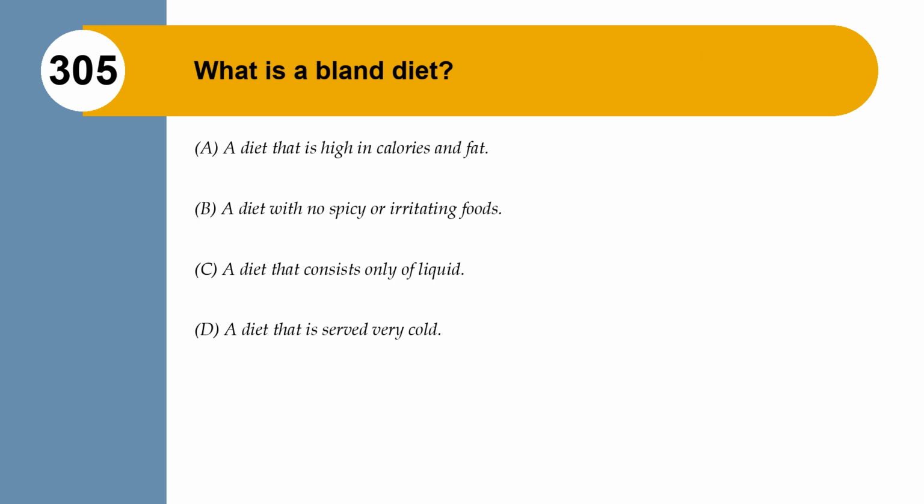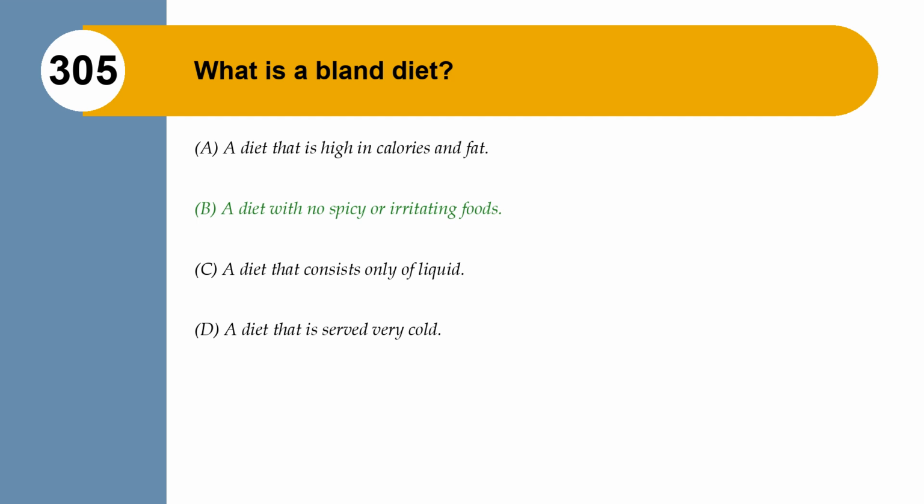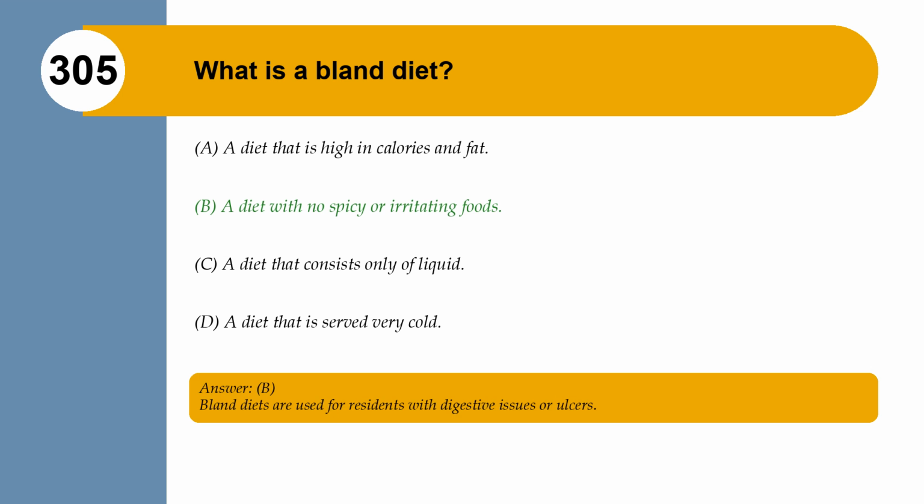Question 305. What is a bland diet? Option A, a diet that is high in calories and fat. Option B, a diet with no spicy or irritating foods. Option C, a diet that consists only of liquid. Option D, a diet that is served very cold. The correct answer is option B, a diet with no spicy or irritating foods. Explanation. Bland diets are used for residents with digestive issues or ulcers.